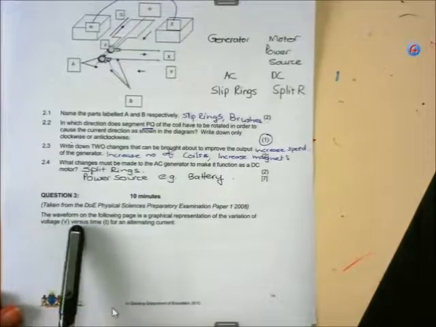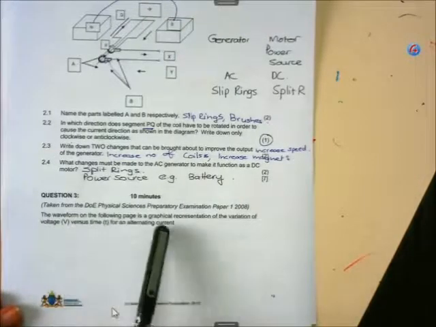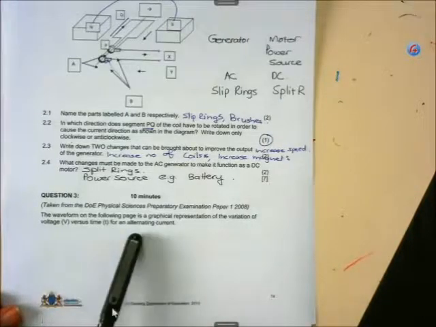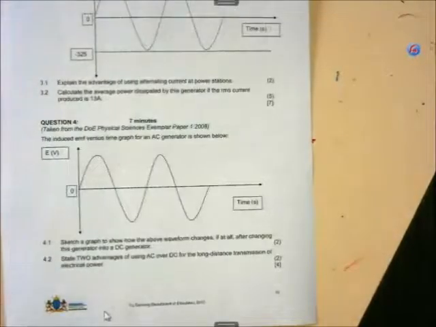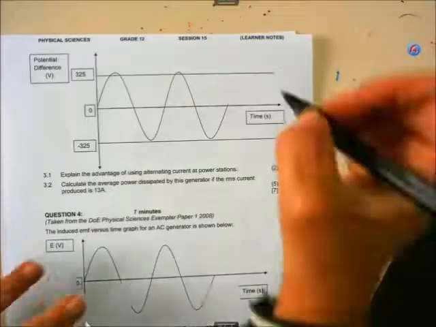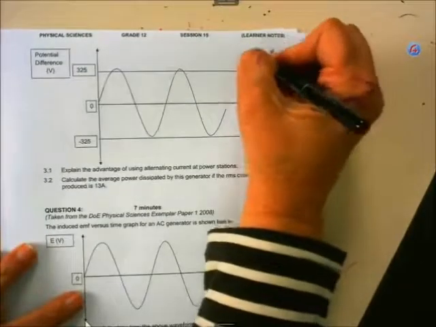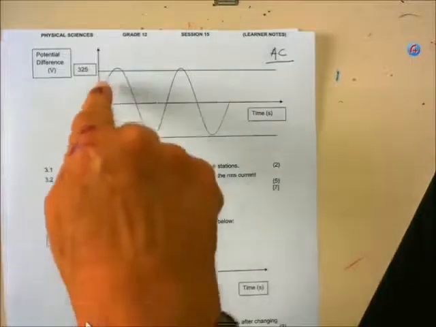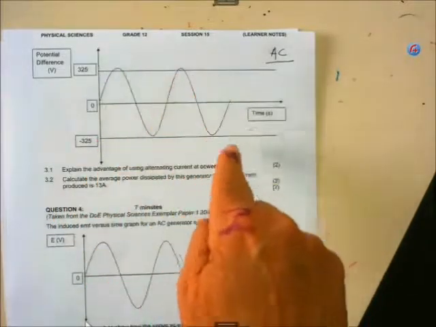The waveform on the following page is a graphical representation of the variation of voltage versus time for alternating current. Okay, right, so what have they done over here? They have given us a graph. Now let's look what graph they've given us. Right, immediately when you saw this graph, you should have made a note to self: this is alternating current. Okay, why do I know it's alternating current? Well, because it looks very similar to a sine graph. And the negative means the changing of direction.